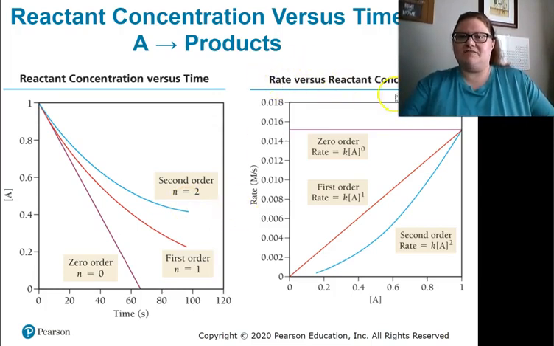Over here we can have the rate versus reactant concentration now. So we have the rate on the y-axis and our concentration down here on the x. And so if it's zero order, the rate stays the same. It's a straight line. Okay. Then we can see the rate for first order, okay, and the rate for second order.